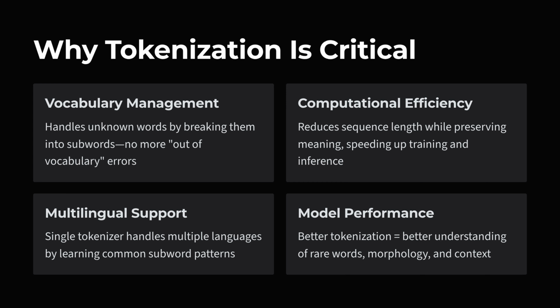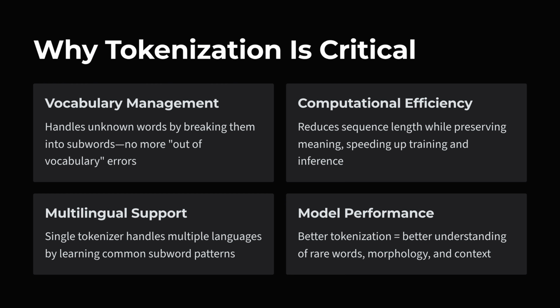Now that you understand the process, here's why tokenization is absolutely critical for modern LLMs. Good tokenization manages vocabulary intelligently, so even unfamiliar words get broken into meaningful pieces, instead of causing errors. It also keeps sequences shorter, which speeds up training and inference without losing context. In multilingual settings, a well-designed tokenization captures shared subword patterns, so one system can handle many languages smoothly.